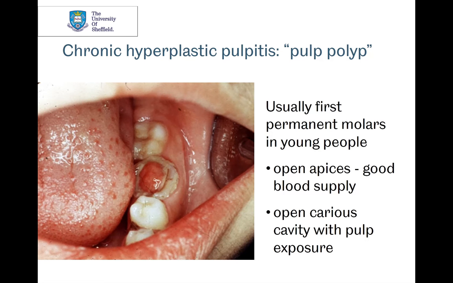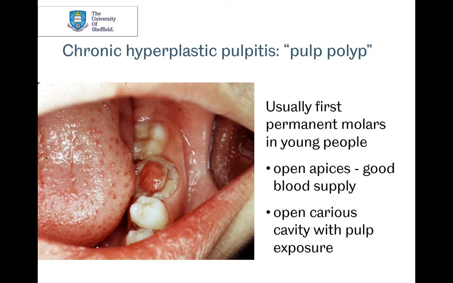Now, if you remember in the first part, I mentioned this strange thing of chronic open pulpitis, sometimes referred to as chronic hyperplastic pulpitis or a pulp polyp. Now, in this case, two things have happened. There's been an extensive caries lesion, which has resulted in complete breakdown of the crown, but pulp vitality has been maintained. The pulp is still alive.